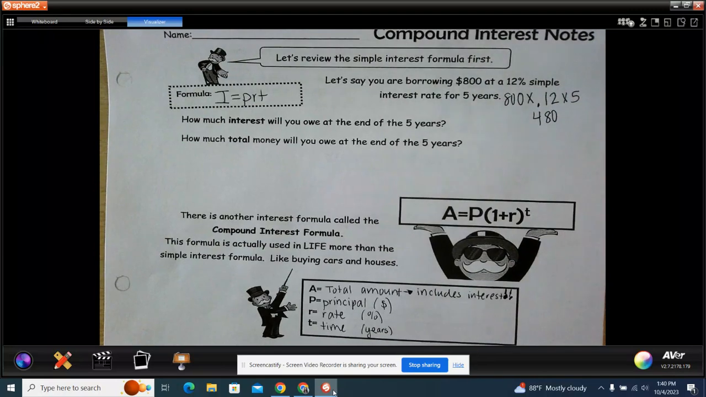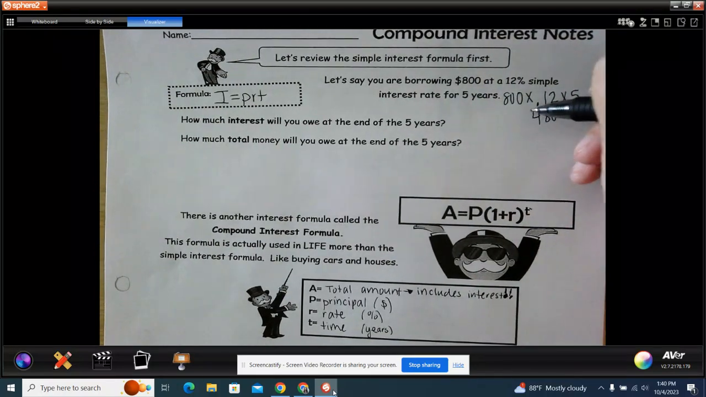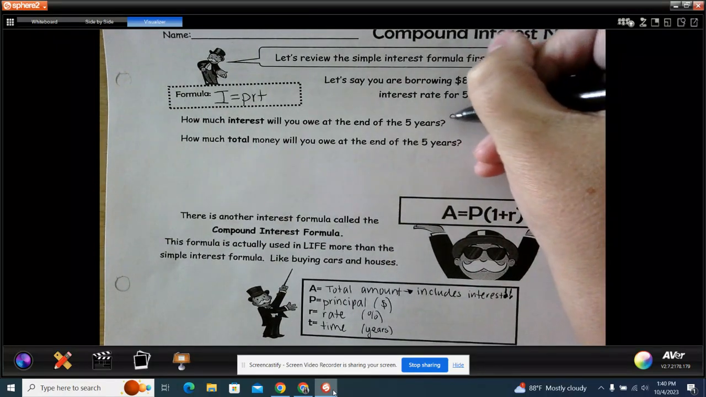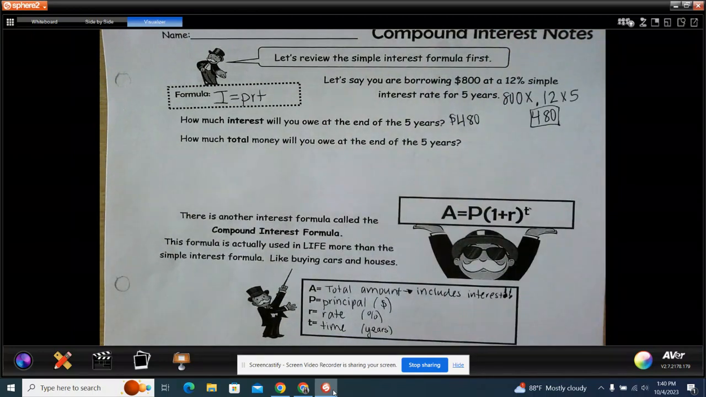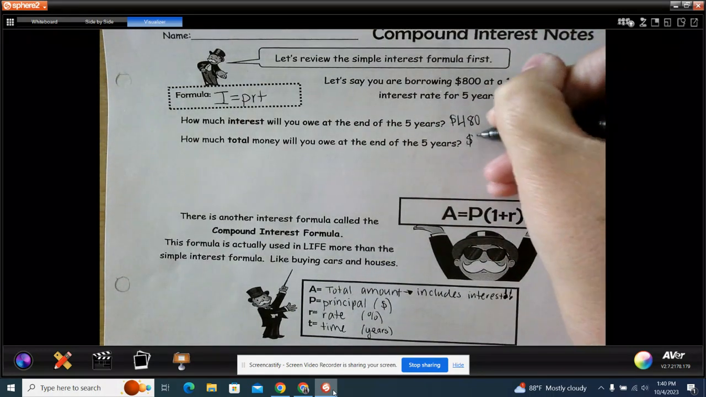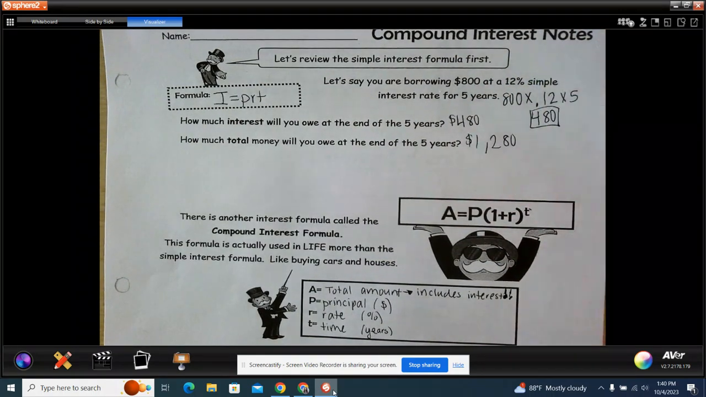$480. This number is going to be our interest. That is how much they will have to pay back extra. And so next is how much total money. So we have to include our interest and the money that we borrowed together, and that's going to give us $1,280.